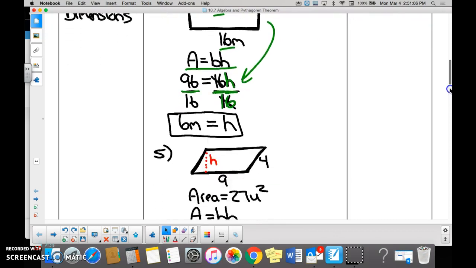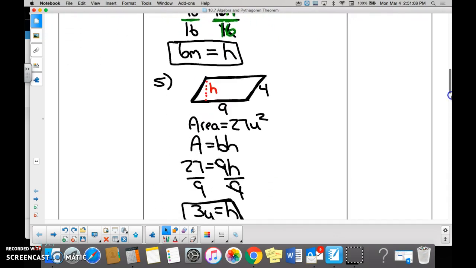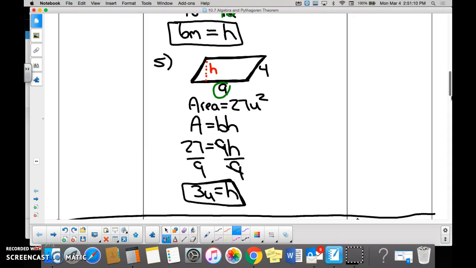How about number 5? Again, same concept. Base times height, 9 times h, and we know the area is what? 27 units squared. So there is your equation, right? 27 equals 9 times h. Show your work to get the h by itself. Divide by 9, they cancel out. Yes, no? Okay, moving on.